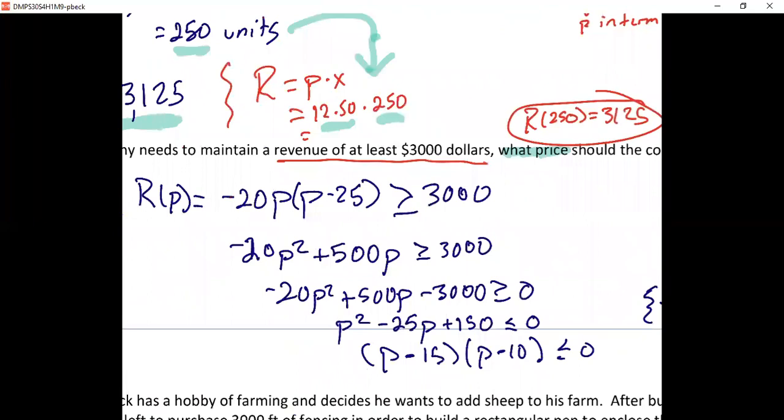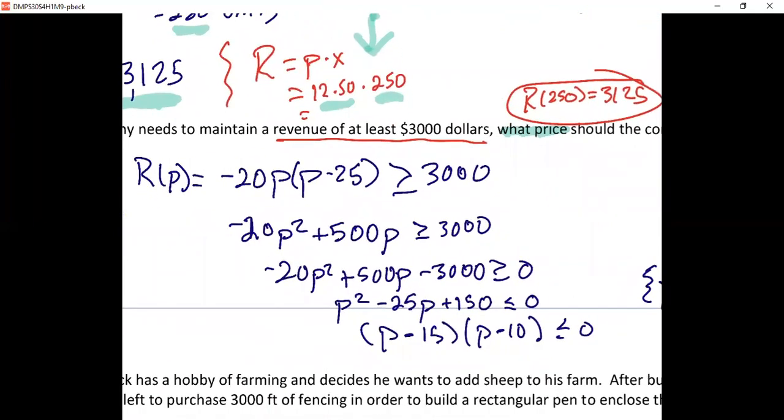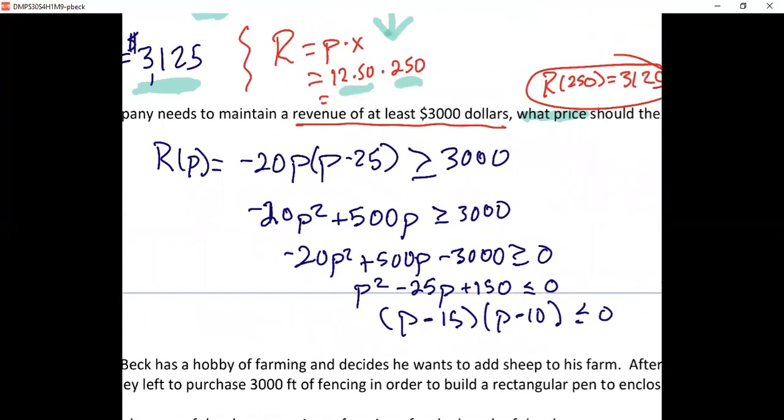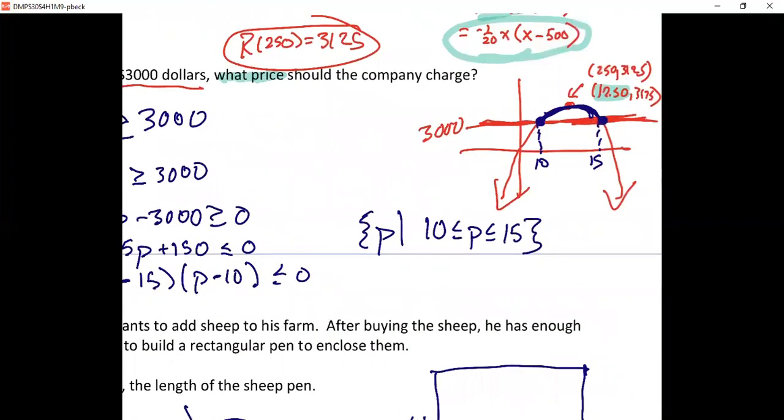To do that, I solved and I used the quadratic formula. So as you see here, I set my revenue greater than or equal to 3,000, brought everything to one side right here, and I divided by -20 to create this inequality. I did factor it, and notice how I flipped the sign. Then I did factor it, P minus 15 and P minus 10. And that was important because once I was able to factor that, then I knew that my prices here on the graph are 10 and 15.